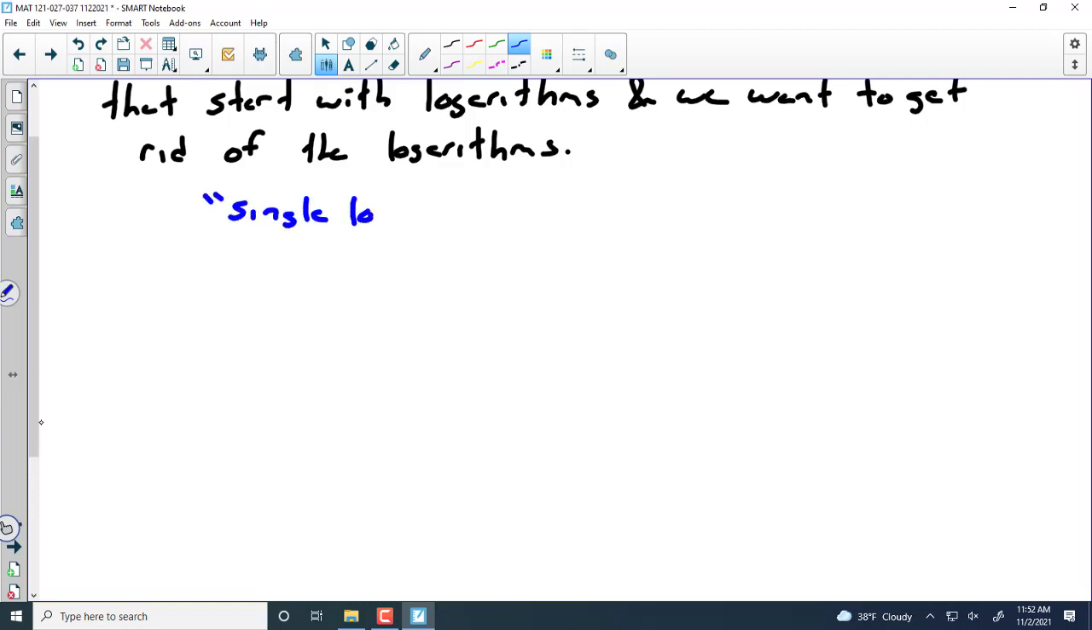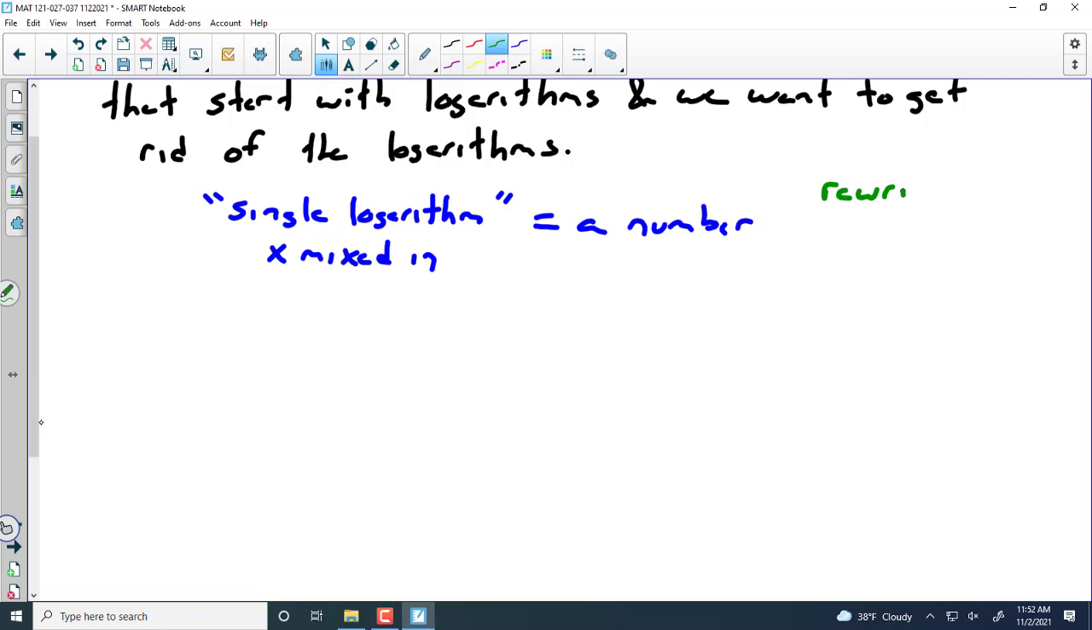If you have a single logarithm with x mixed in equals a number, then you rewrite in exponential form. We've done that before.